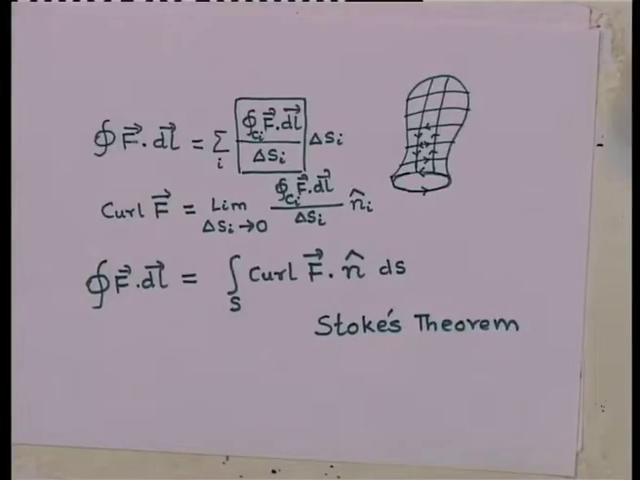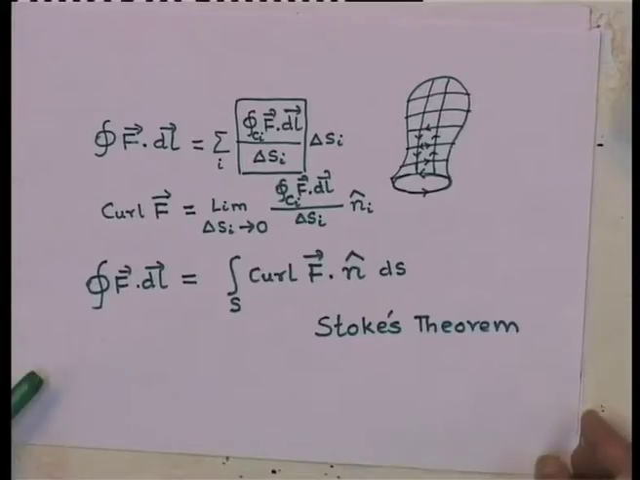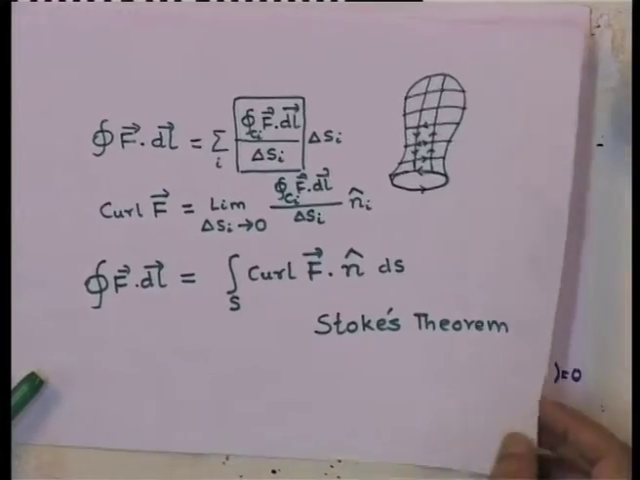So, what does the Stokes theorem do? The Stokes theorem connects the surface integral over an open surface with the line integral over the contour which defines such a surface. Now, obviously, you realize that with a given contour, with a given curve, I can have different surfaces.